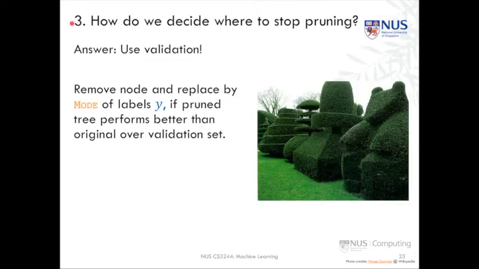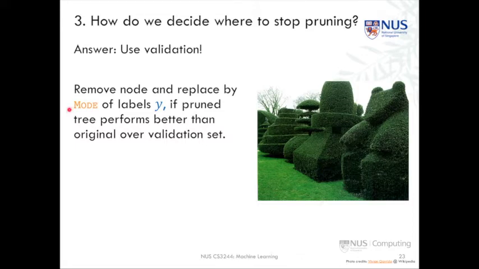A final question that we're going to study more in our in-class activity is where we decide to prune back a decision tree that's fully grown. Our answer for now is to use validation, meaning that we go through a training and validation phase, and when we remove nodes in the decision trees that are closer to the leaf going upwards towards the root, we're going to see whether they can be replaced by the mode of the labels at that point.